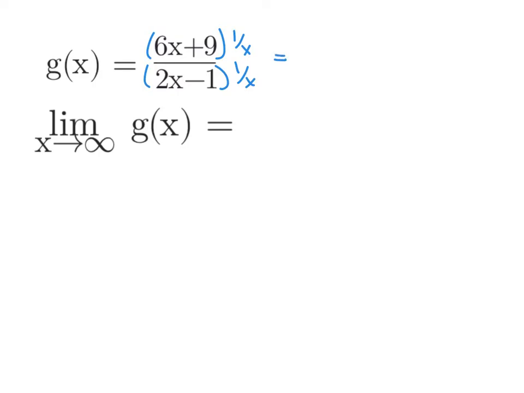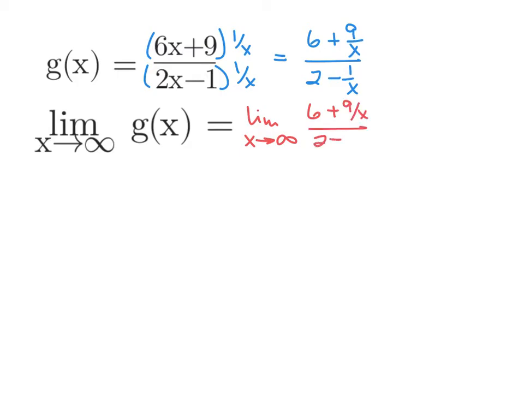When I do that, distributing the 1 over x inside, we'll have 6 plus 9 over x. In the denominator, distribute that inside, we'll have 2 minus 1 over x. So when it's time to evaluate the limit, that's the same thing as taking the limit as x approaches infinity of g of x, which we just rewrote as 6 plus 9 over x over 2 minus 1 over x. Then take the limit of each term.